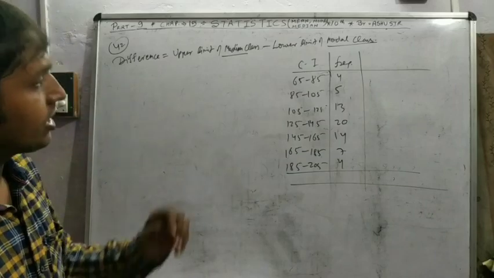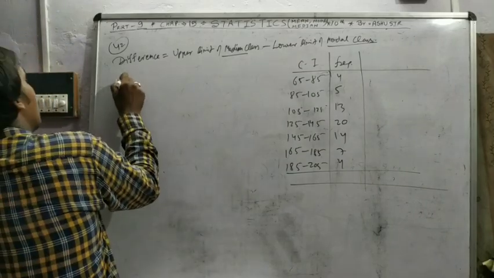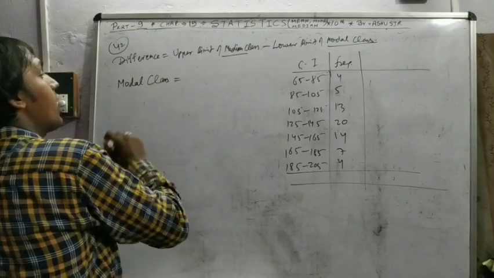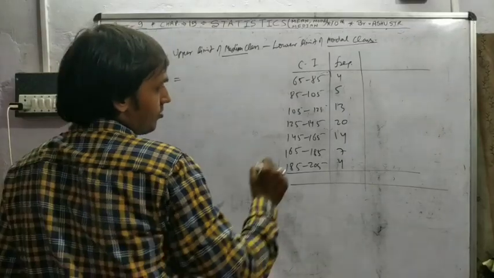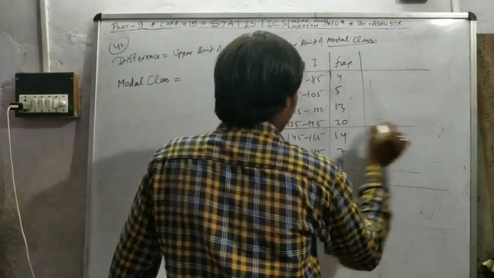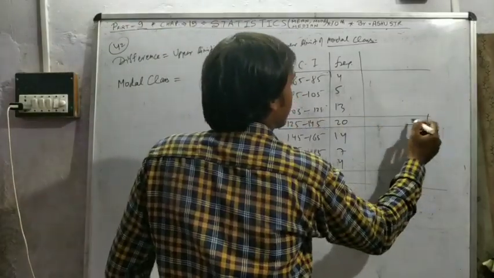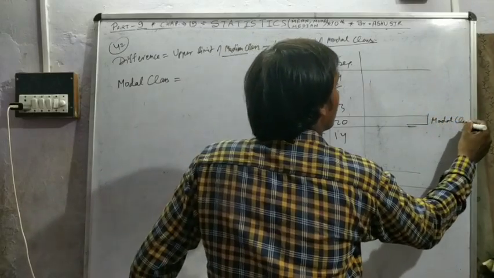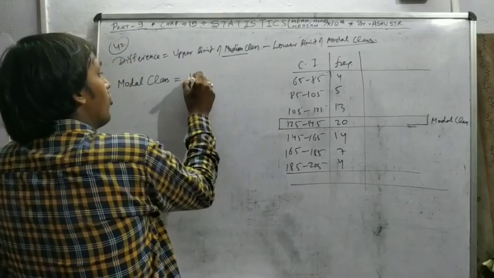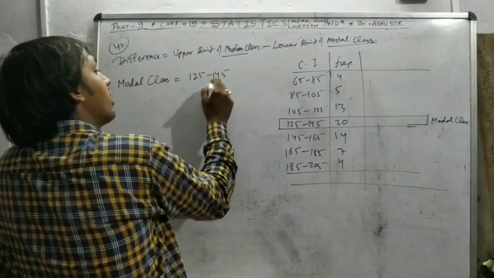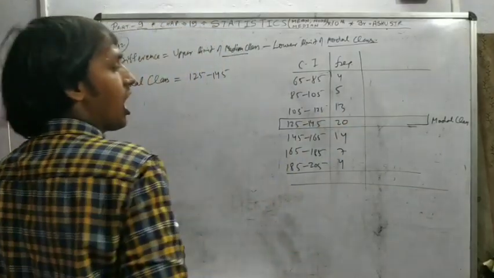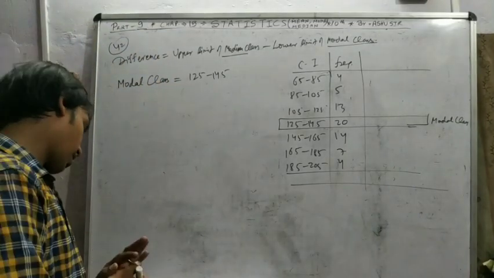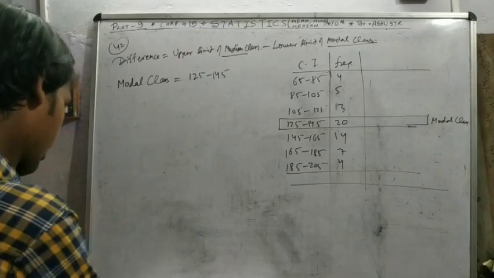You can directly find the modal class. If I say modal class, where is the highest frequency? This is the modal class, 125 to 145, because 20 is the highest frequency. So 125 to 145 is the modal class.